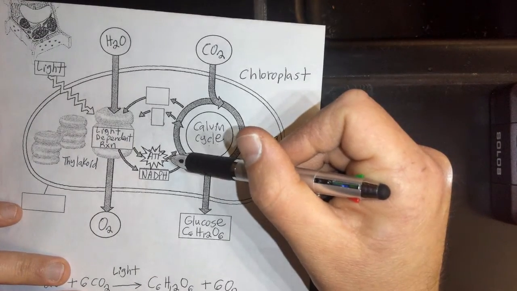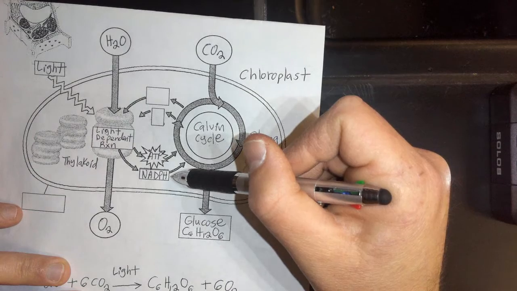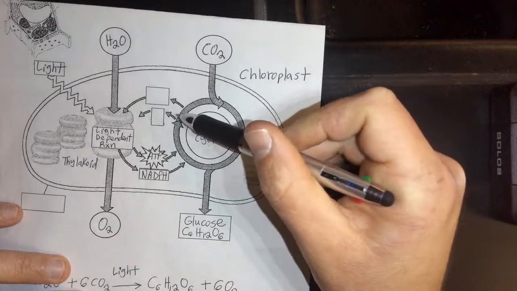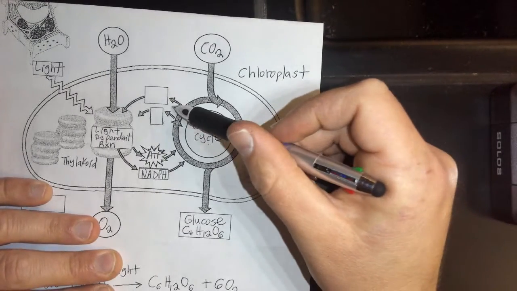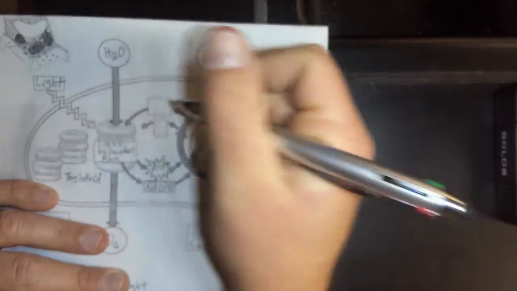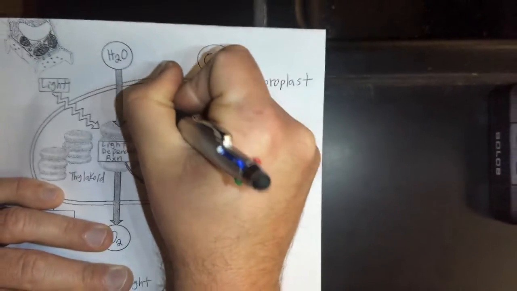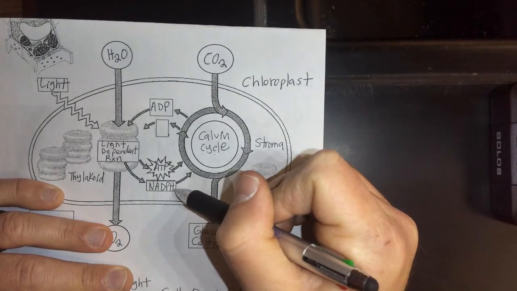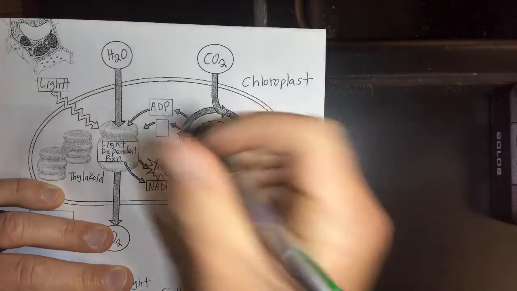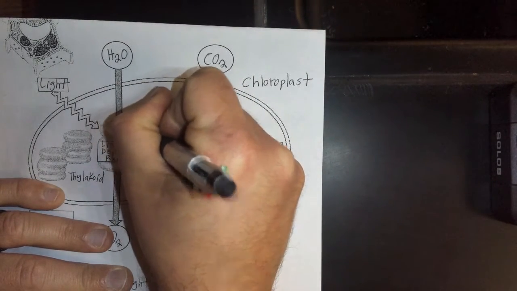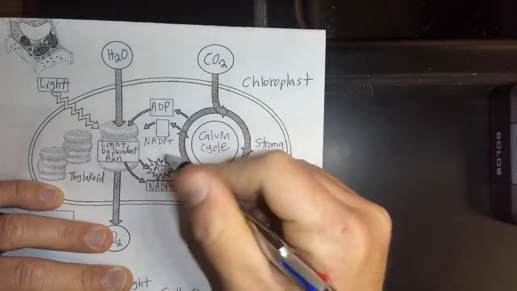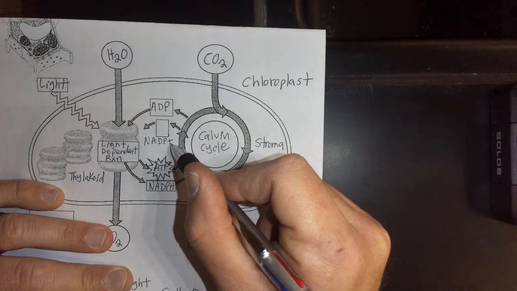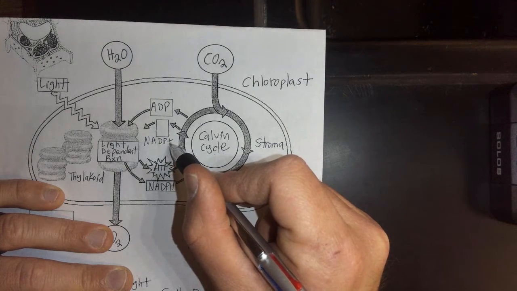Now, as these energy-carrying molecules, ATP and NADPH, drop off their energy in order to make the Calvin cycle work, they lose energy. So ATP is spent, it becomes ADP, adenosine diphosphate. And NADPH, when it releases its energy, becomes NADP plus. So this is its oxidized form. It lost electrons, so it's now NADP plus.